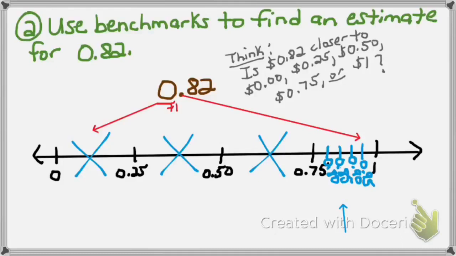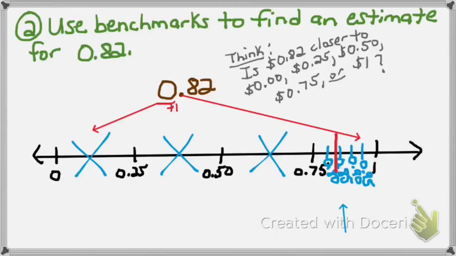No, because 82 is bigger than 80. Is 82 between 80 and 85? Well, yes it is, because 82 is bigger than 80, but less than 85. So I'm going to put a big red line right there. Now I have the visual to see what 82 cents is closer to.